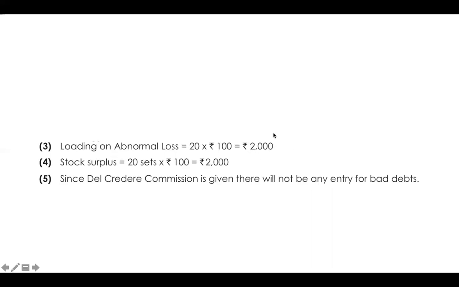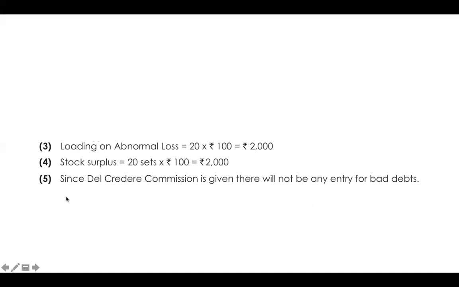Okay, 2,000. Next, stock surplus. 20 sets are left over. In each set again, there is 100 rupees profit loaded, right? So on closing stock, on leftover stock, the profit loaded is 2,000. Okay, 2,000. You have to adjust these amounts, right?